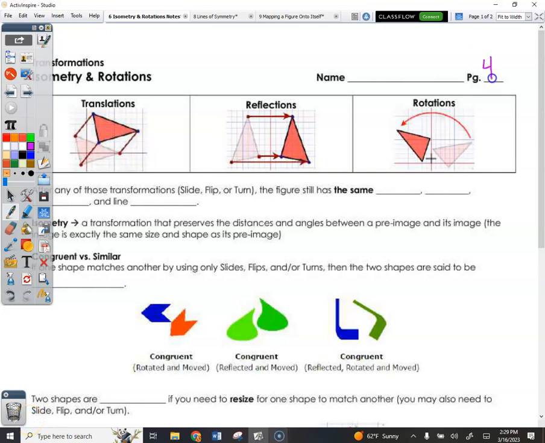Alright, this is page 47. You already did the back of this paper. We're just going to look at the front. The front is kind of rounding everything together.